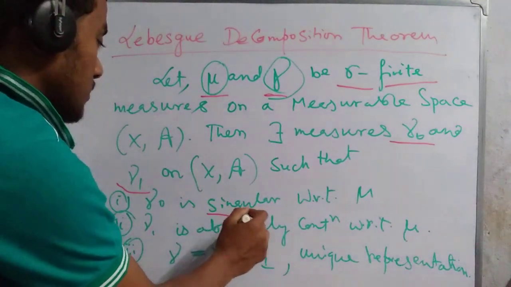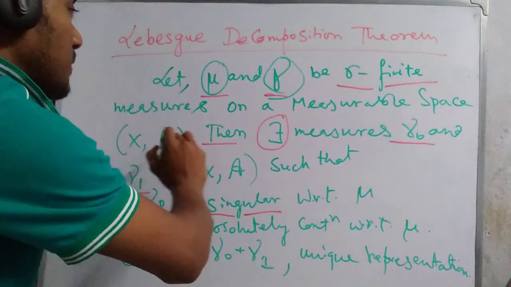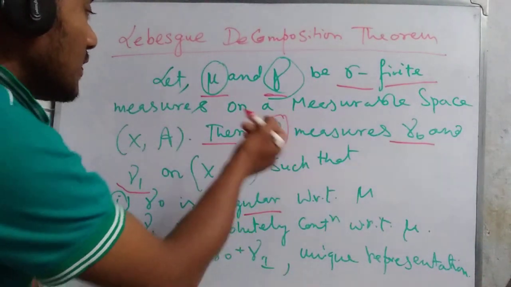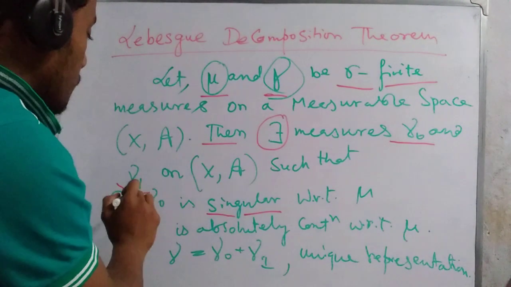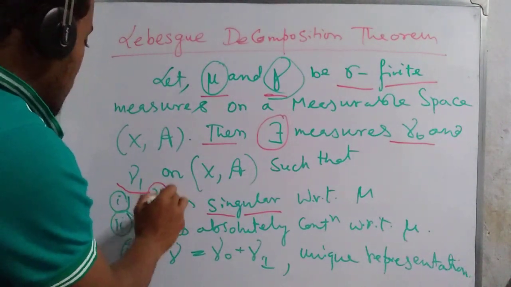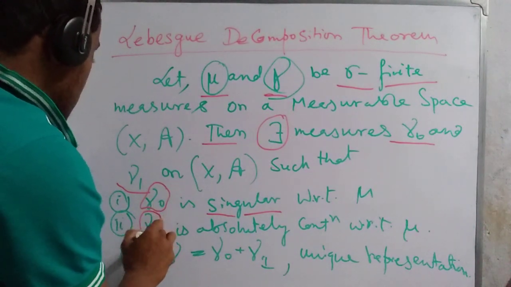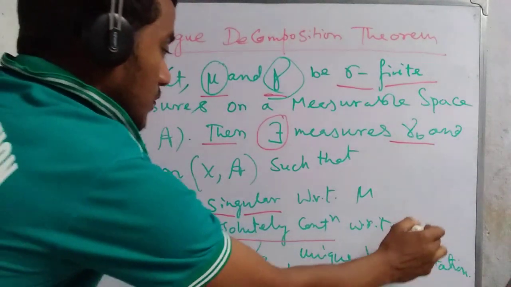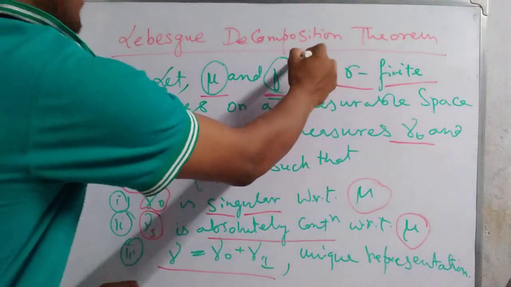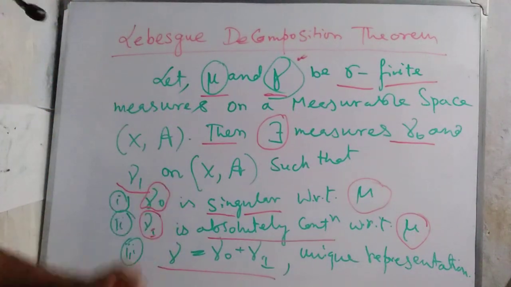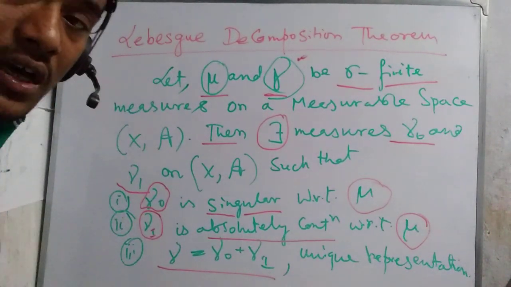Which properties do gamma 0 and gamma 1 satisfy? There exist, then, if this is a sigma finite measure on a measurable space, then we find two measures gamma 0 and gamma 1 on this measurable space which satisfy those conditions. Gamma 0 is singular with respect to mu, and gamma 1 is absolutely continuous with respect to mu. And then gamma, the other sigma finite measure, is equal to the sum of these two, gamma 0 and gamma 1. Do you understand or not?